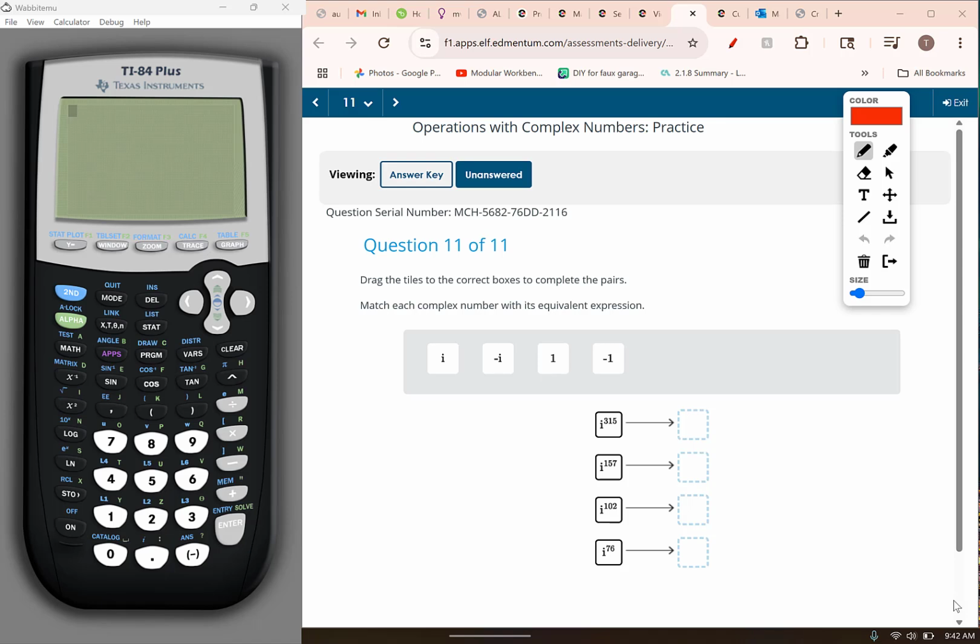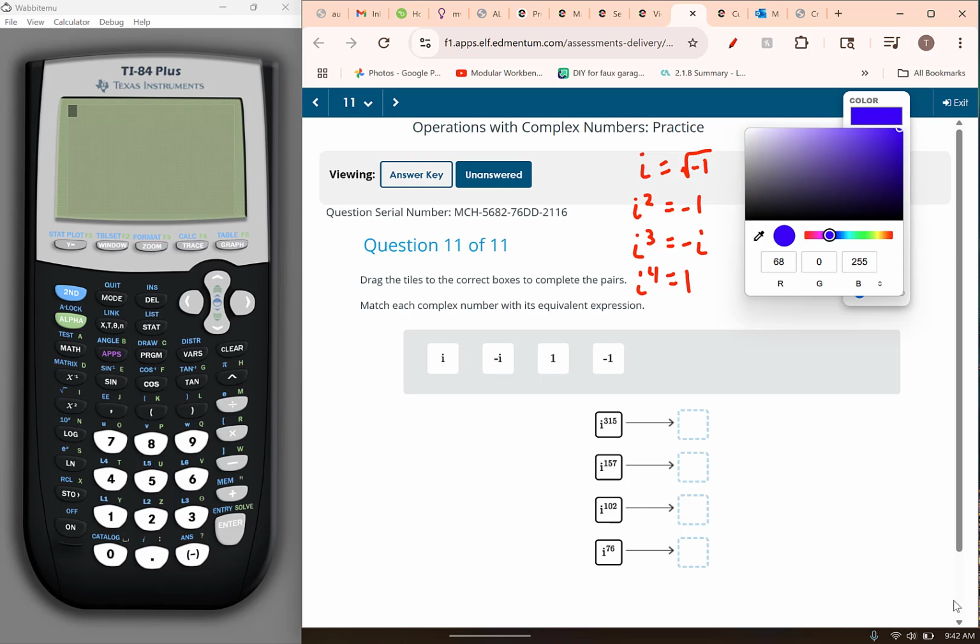Question 11, match each complex number with its equivalent expression. So at this point, you should be well aware of the fact that i is equivalent to the square root of negative 1. i squared equals negative 1. i to the third equals negative i, and i to the fourth equals 1. And then we start repeating ourselves.